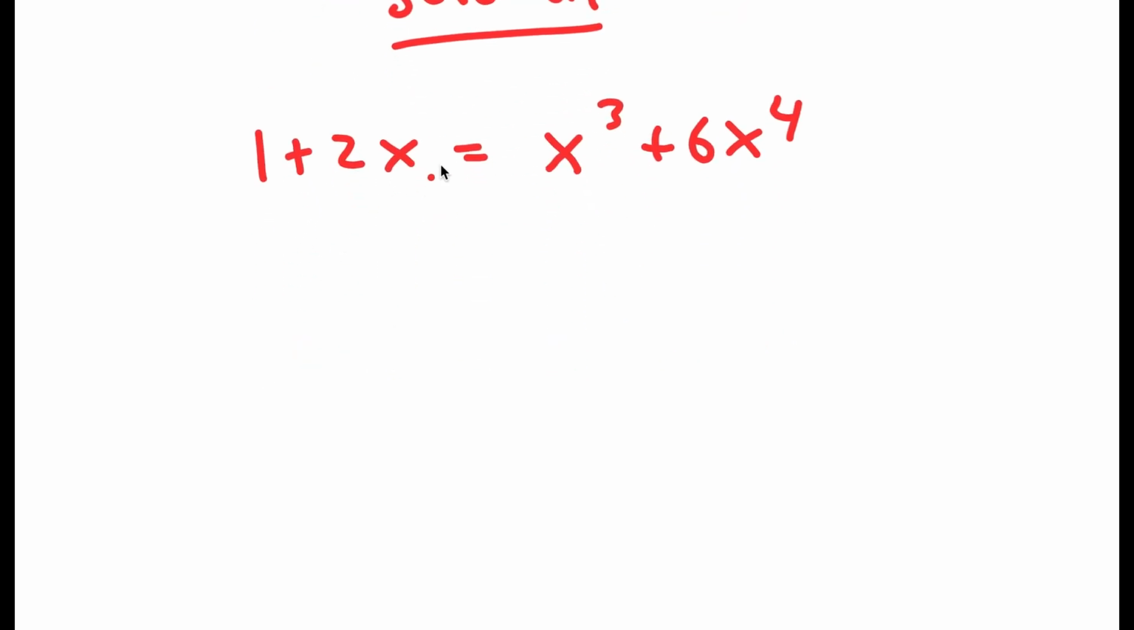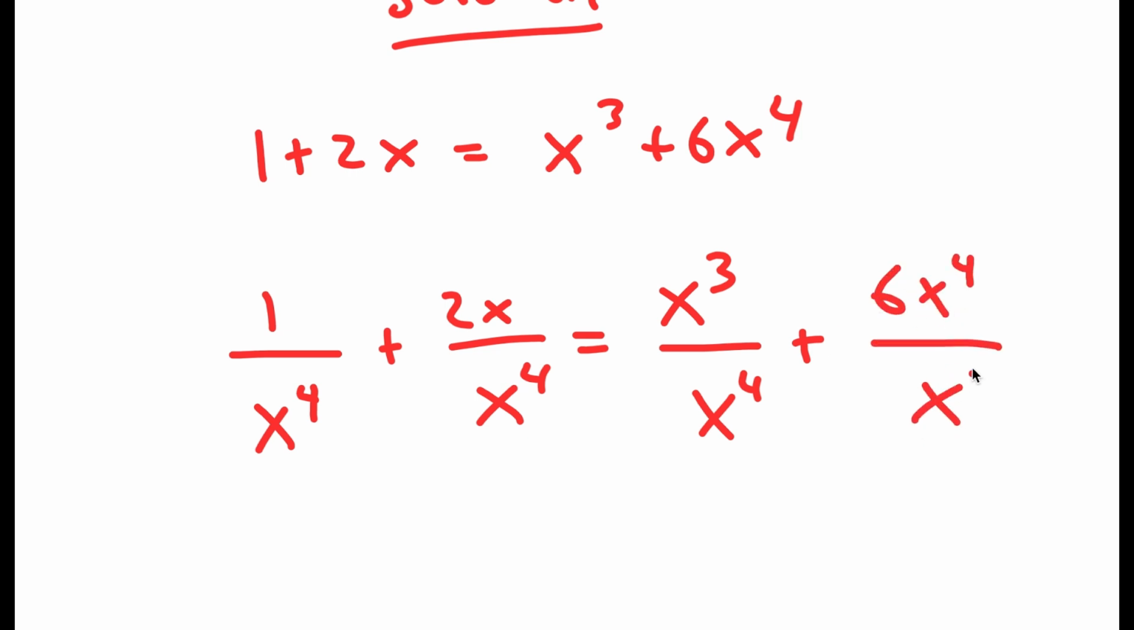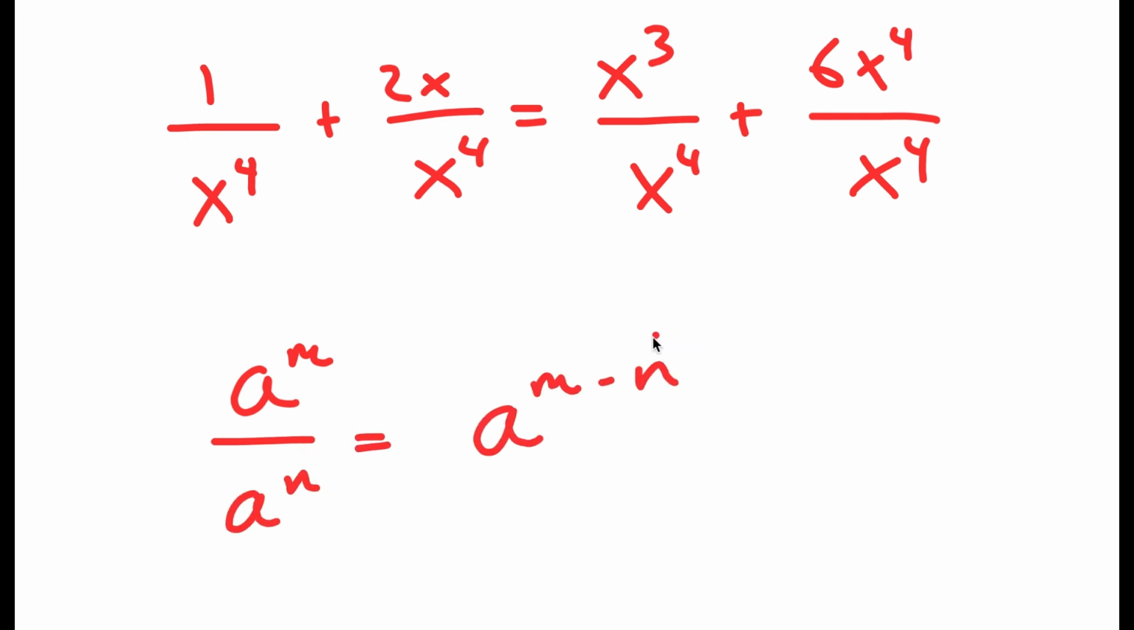And now I'm going to divide every term by x to the power of 4. So I get 1 over x to the power of 4 plus 2x over x to the power of 4 is equal to x to the power of 3 over x to the power of 4 plus 6x to the power of 4 over x to the power of 4. Now, if I have something in the form a to the power of m over a to the power of n, this is equal to a to the power of m minus n.